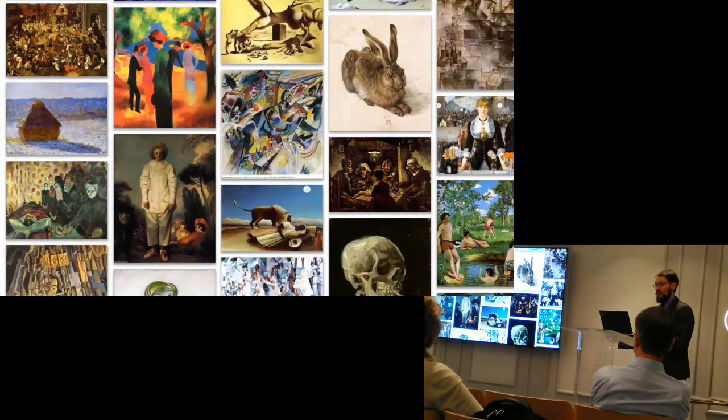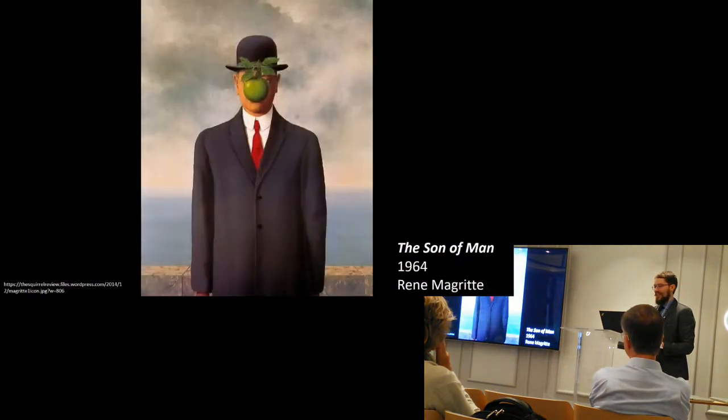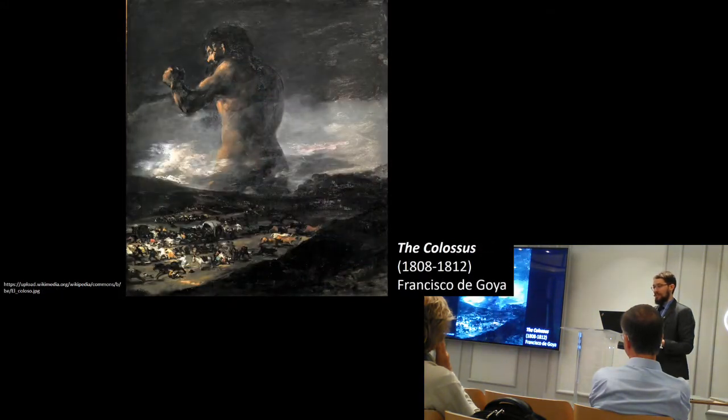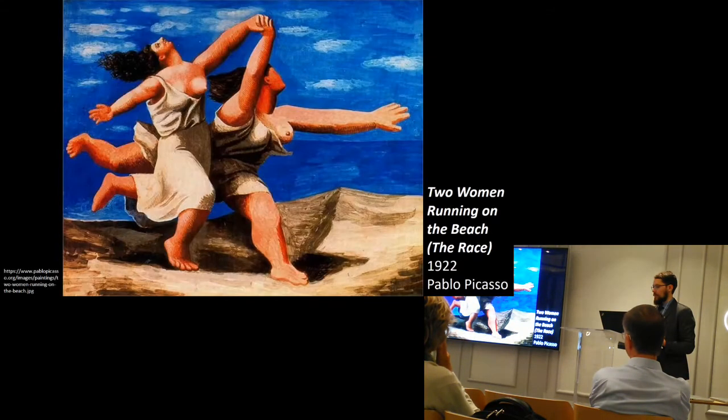From that, we looked at all 1,000 images. We found a subset of 59 that used the pictorial device of exaggerated size. And here are some of those images. So again, Saturn devouring his son. It's a heartwarming classic. We have the Son of Man from René Magritte, the Colossus, one of our personal favorites, Reflection with two children, et cetera.